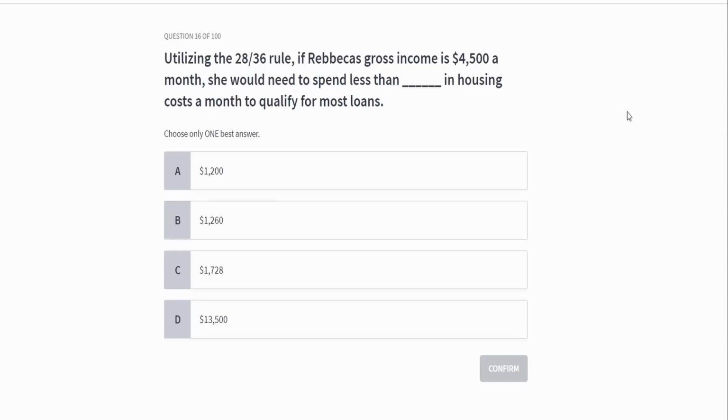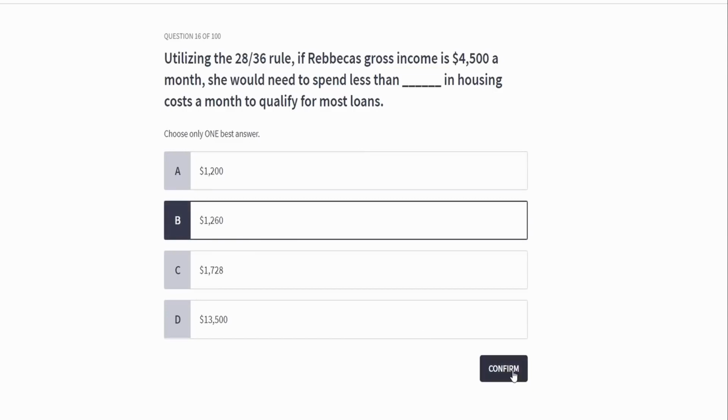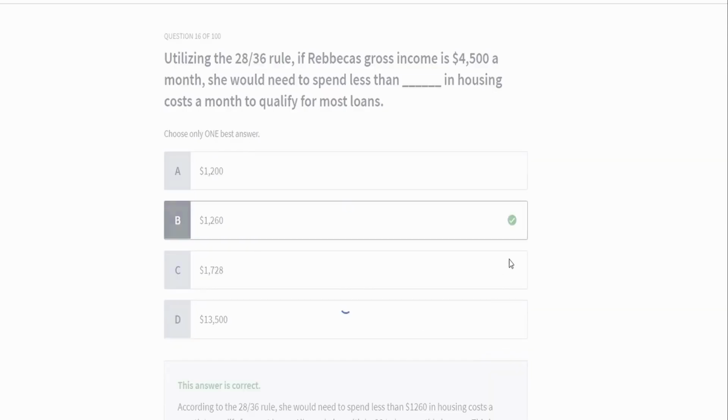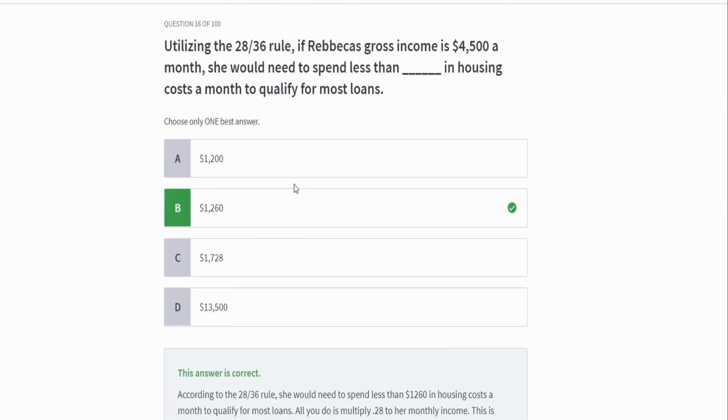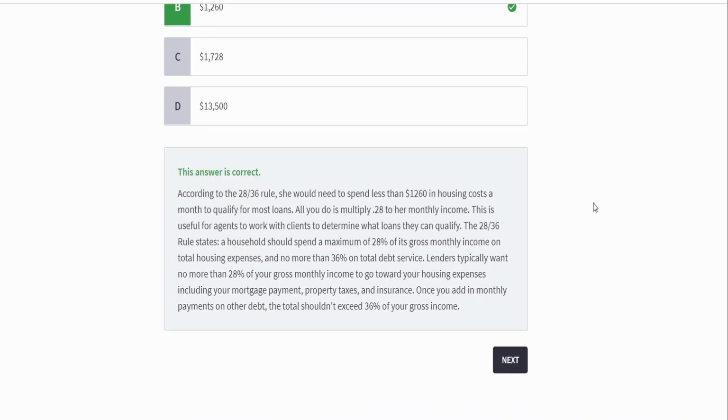So now when we're talking about this problem, what is our answer? So our answer is going to be B, $1,260. So how did we get that? Well, it's actually quite simple. All you do is multiply 0.28 by her monthly income. So in our case, you would take that $4,500, multiply by 0.28, and you would get that $1,260. So pretty self-explanatory.